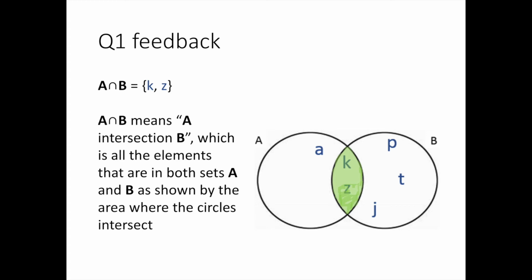Question 1, feedback. This question asked for the elements in A intersection B. That is all the elements that are in both sets, as shown by the shaded region on this diagram. That was elements K and Z.